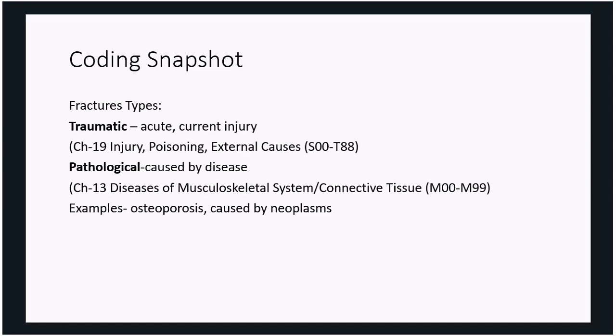Then there's a pathological fracture. These are caused by disease, and when you're coding pathological fractures, you want to go to Chapter 13, Diseases of the Musculoskeletal System and Connective Tissue, and this code range is M00 through M99. Examples of pathological fractures caused by disease would be neoplasm, or when the bones become brittle, osteoporosis.